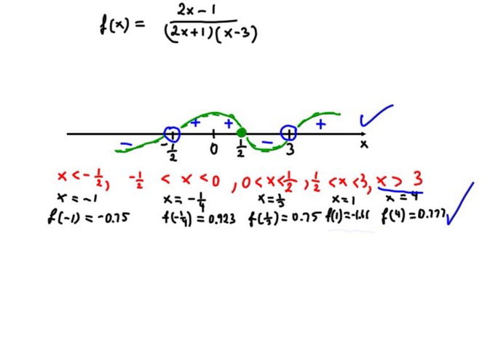So this is the behavior of the function. This exercise can be used to find positive and negative intervals, and you can also use that information to create the graph of a rational function.